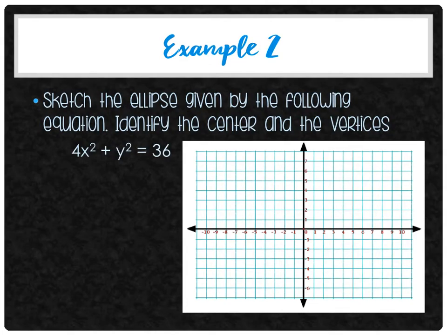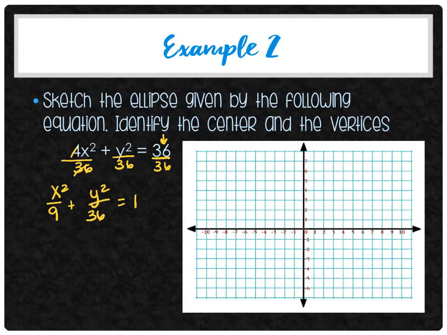Okay, example 2. Sketch the ellipse given by the following equation. Identify the center and the vertices. Remember what we just said, that this always has to be 1. So our first step is to divide everything by 36. So I'd get x squared over 9 plus y squared over 36 equals 1.